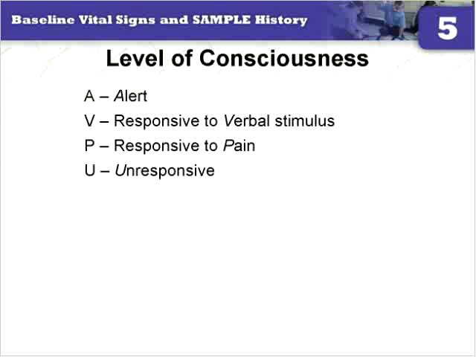Okay, moving on. Next thing we're going to talk about is level of consciousness, which is one of the parts of the vital signs. For patients we use the mnemonic AVPU. A, alert. V is responsive to verbal stimulus. P, responsive to pain, and U, unresponsive.